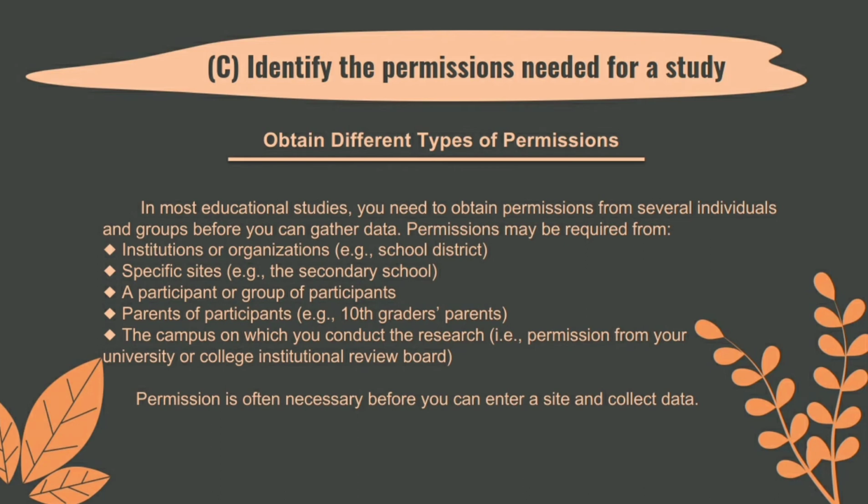Identify the permissions needed for a study. There are different types of permissions. In most educational studies, you need to obtain permissions from several individuals and groups before you can gather data. Permissions may be required from institutions or organizations, specific sites, a participant or group of participants, parents of participants, and the last, the campus on which you conduct the research.